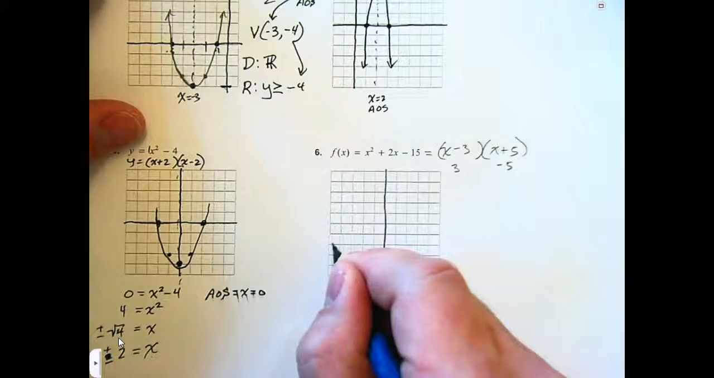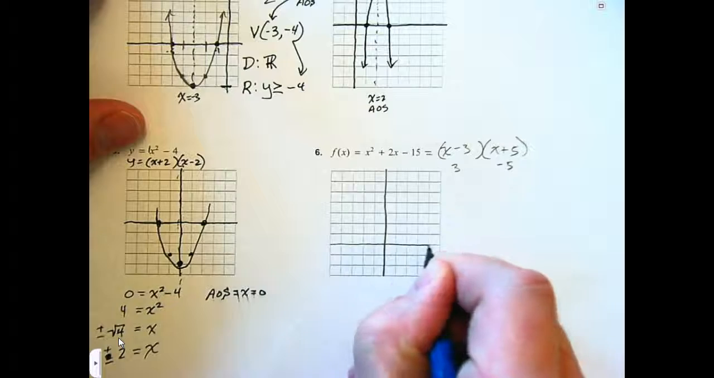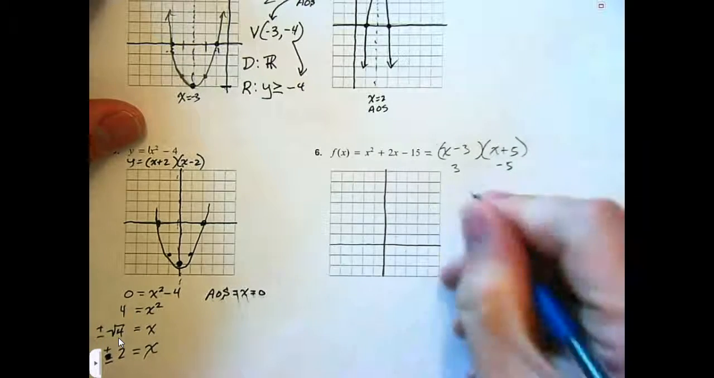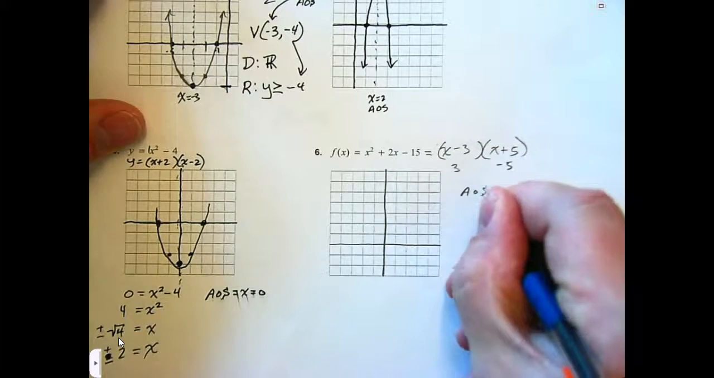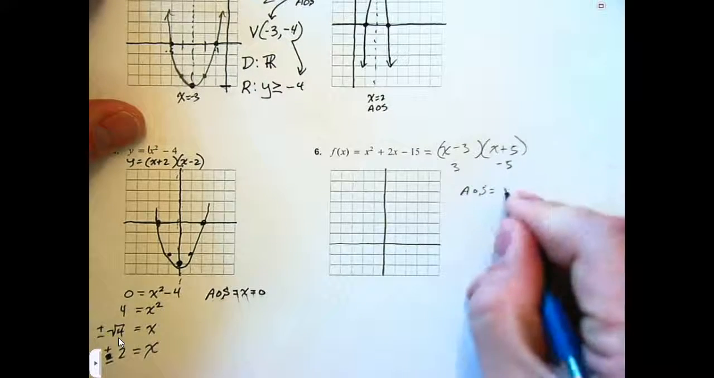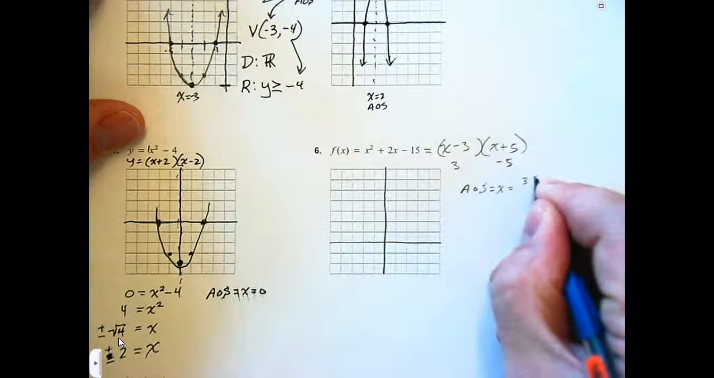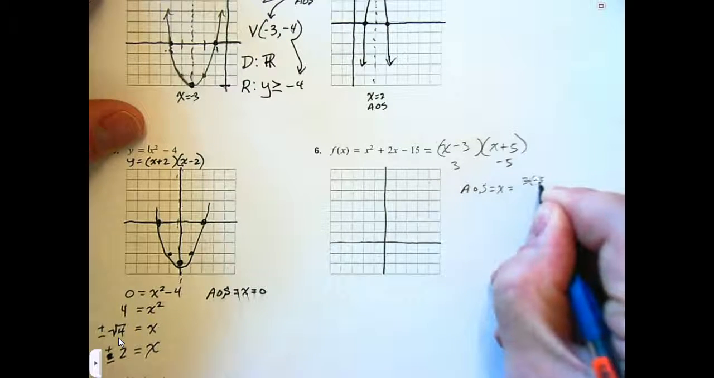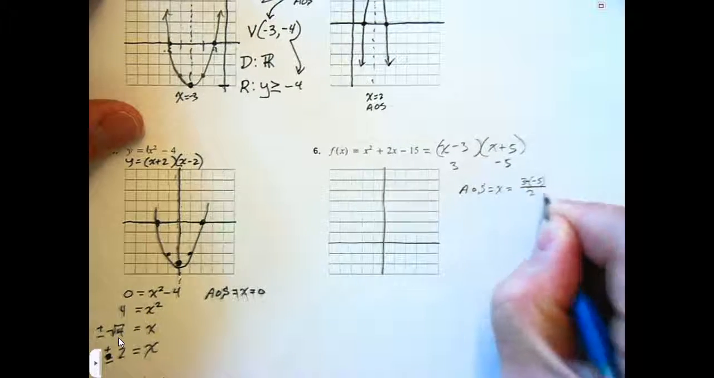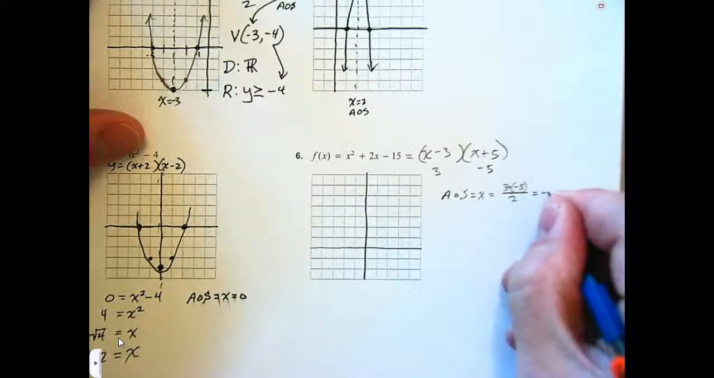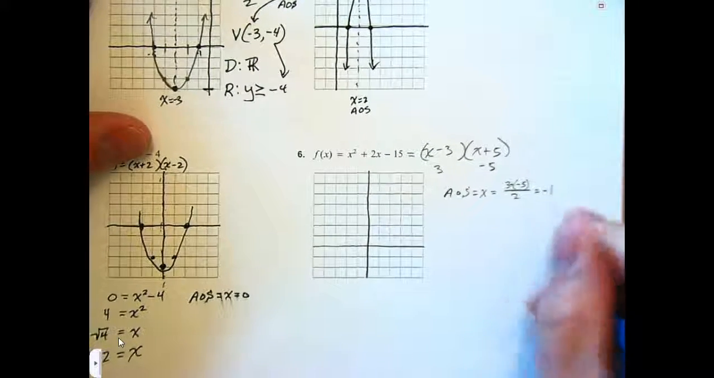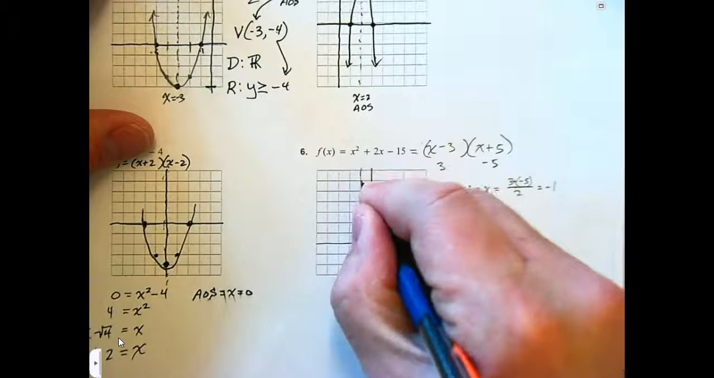Okay. My axis of symmetry then, for those of you who want to use math on figuring it out, is x equals 3 plus negative 5 divided by 2, or halfway in between those. That would be negative 1. That's our axis of symmetry, so we go here.